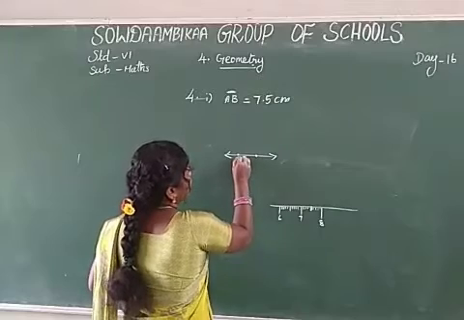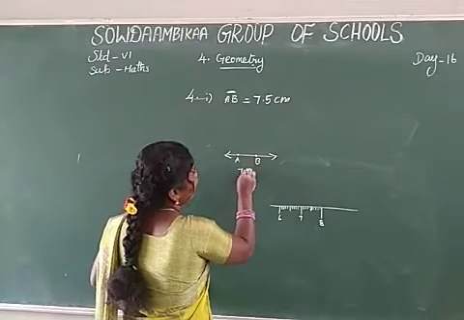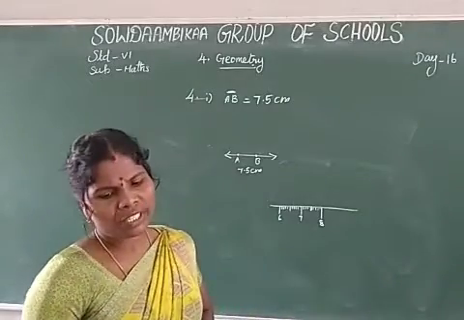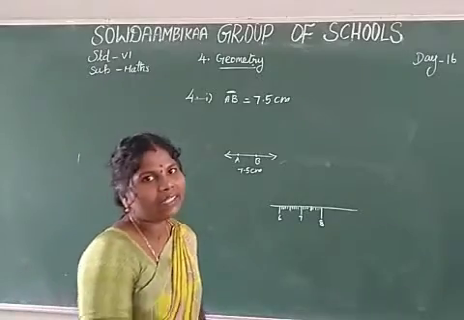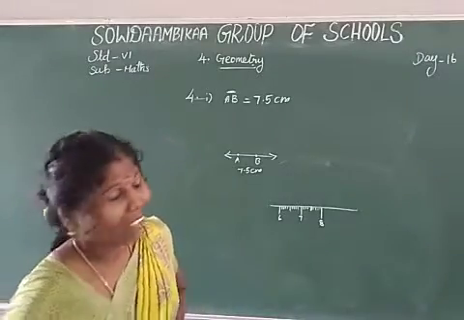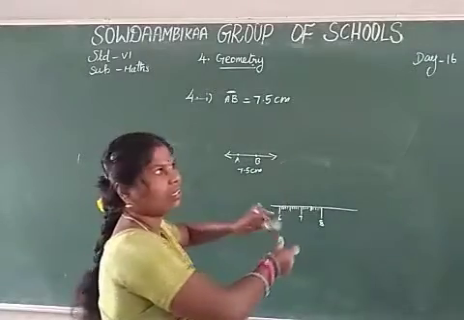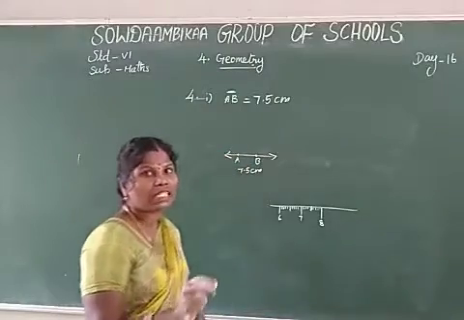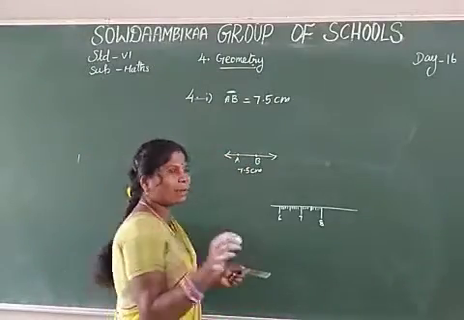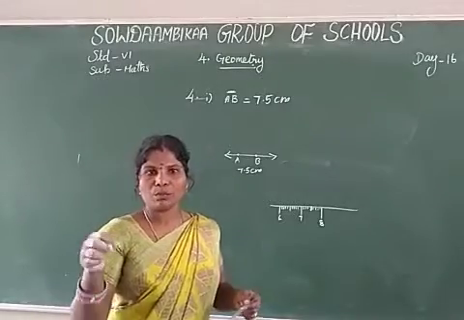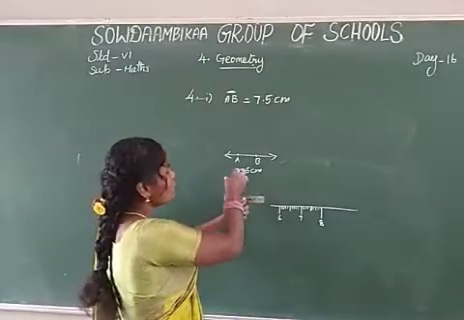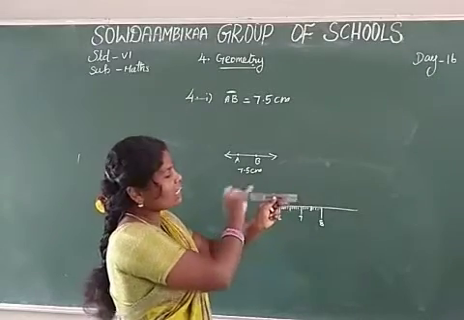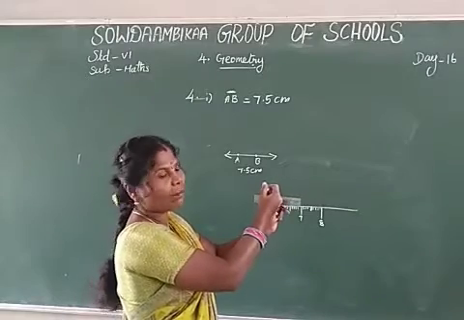This is A, B, 7.5 centimeters. The question says construct a line segment using a ruler and a compass. This is a normal line segment: draw a line, put the scale and make the pencil mark, and it's over. But now take the pencil and put the compass: take the compass with the pencil and take the measure. Put the compass needle on the 0 point, at 7.5, between 7 and 8.